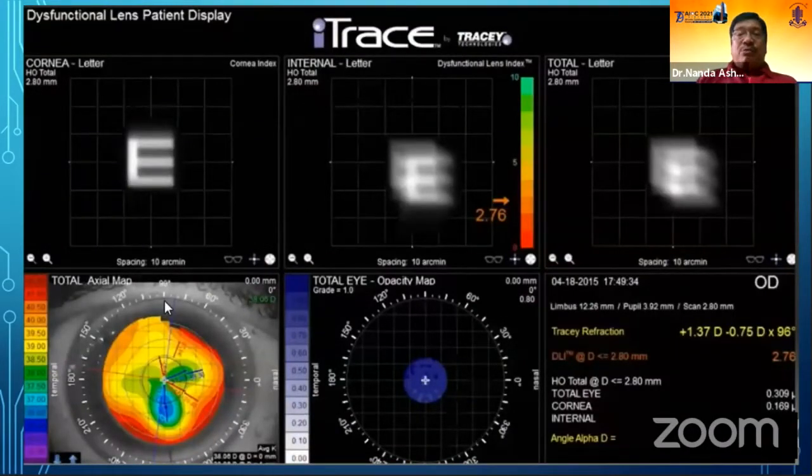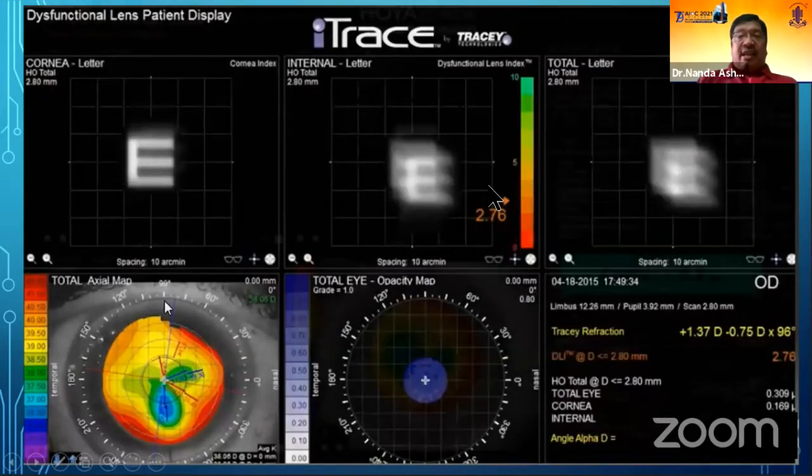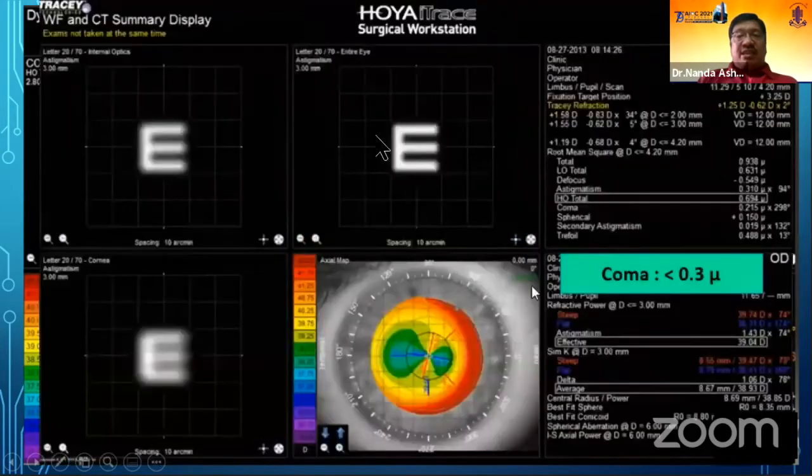If you look at a simulated chart from the iTrace machine, you can segregate the aberrations from total aberration into internal and corneal aberration. So if you see here, this is the corneal aberration, this is the internal aberration, and this is the total aberration. If you remove the lenticular aberration and put a lens which can neutralize the corneal aberration, then you get an image which is good in quality.